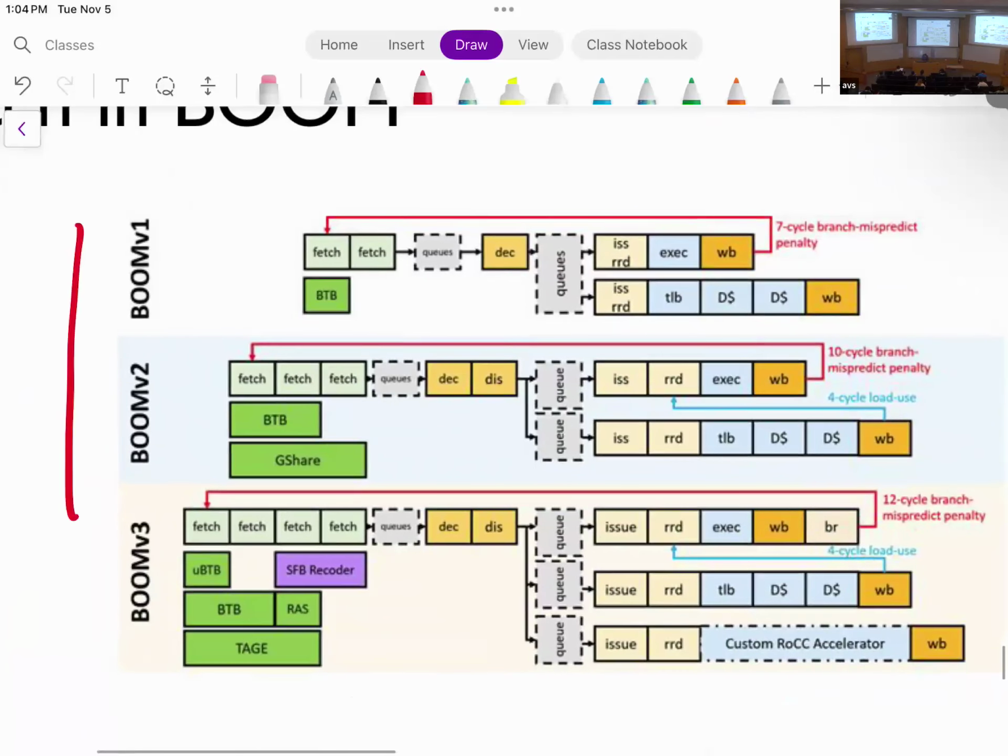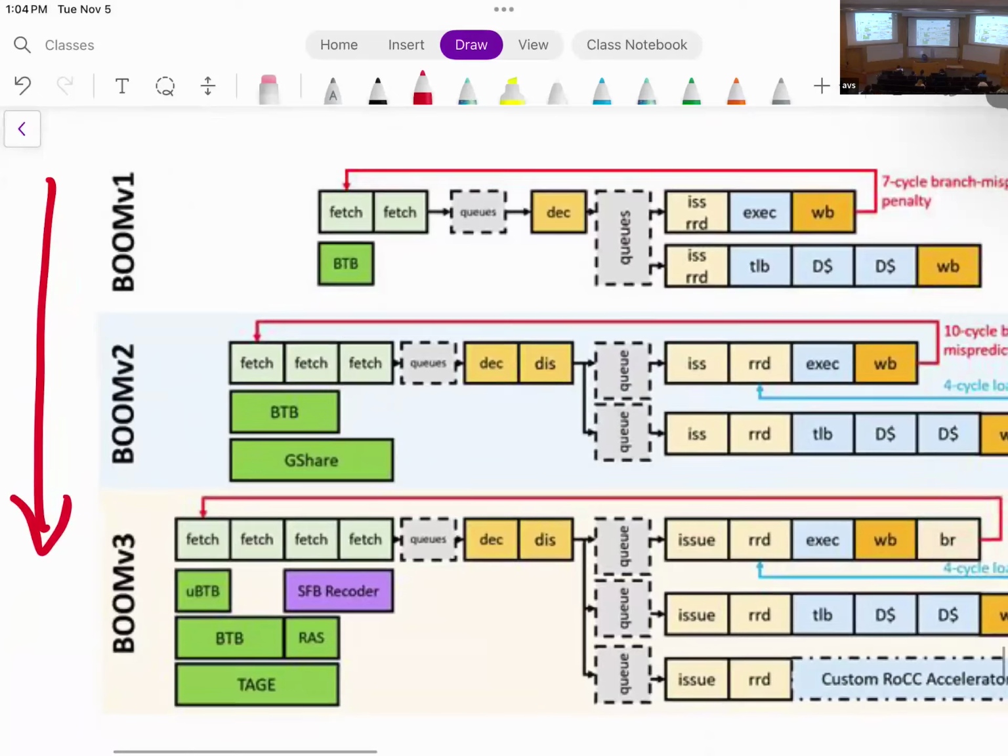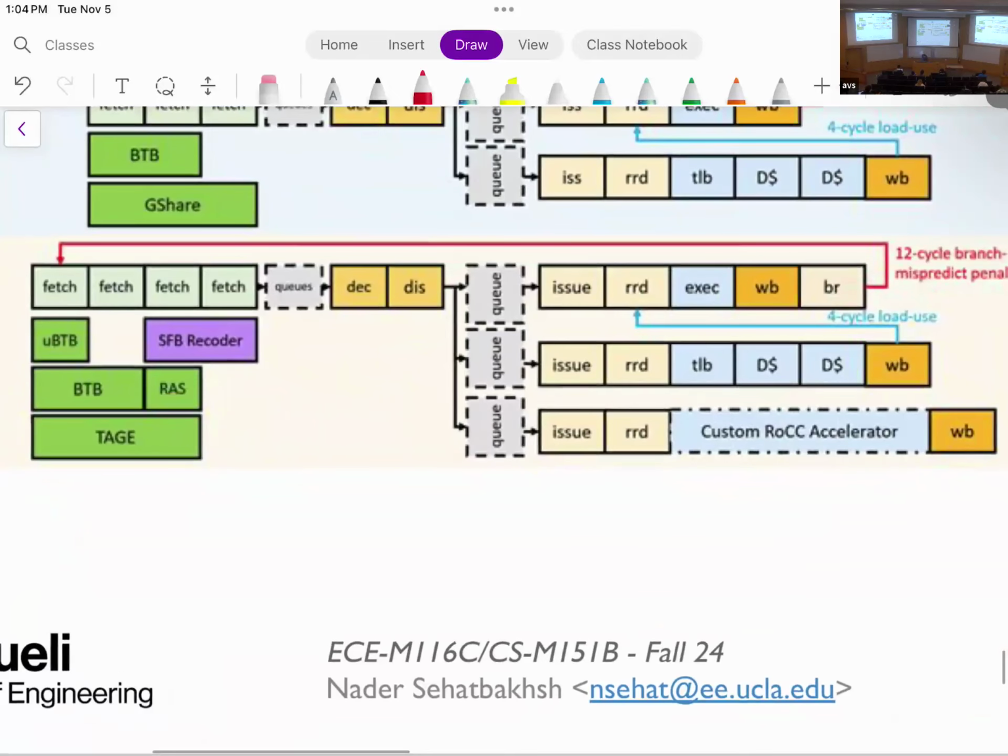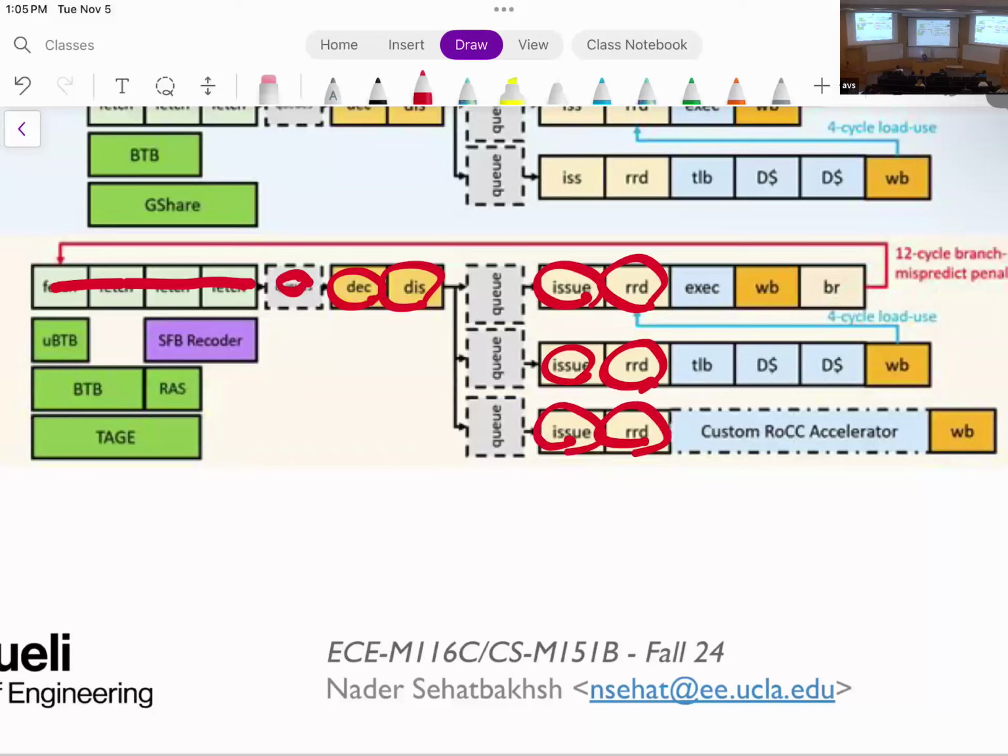There are 3 versions of BOOM. So the one that I showed you is BOOM version 3. This picture also shows you the previous one. The one that we discussed right now is this one. So as you see, there are 4 fetch stages. There is a queue. There is a decode, dispatch. Then there is an issue, register read. There's an extra cycle for register read, and then there's an execution stage, okay?